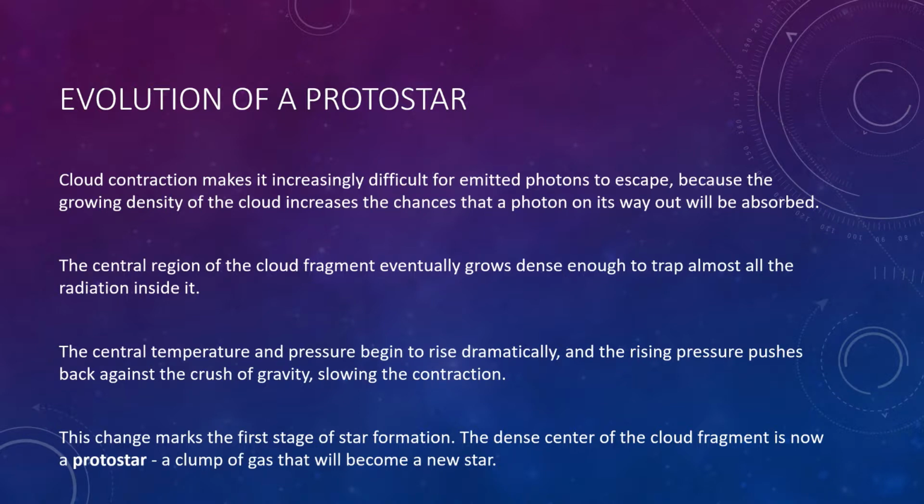When that happens, the inner regions of the cloud no longer radiate away their heat. The central temperature and pressure then begin to rise dramatically, and the rising pressure pushes back against the crush of gravity, slowing that contraction. This change marks the first stage of star formation. The dense center of the cloud fragment is now what we call a protostar, which is a clump of gas that will become a new star. Protostars look star-like, with surface temperatures and luminosity similar to those of true stars. However, a protostar is not yet a true star because its core is not yet hot enough for nuclear fusion.